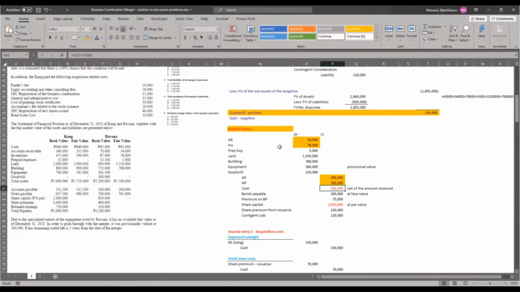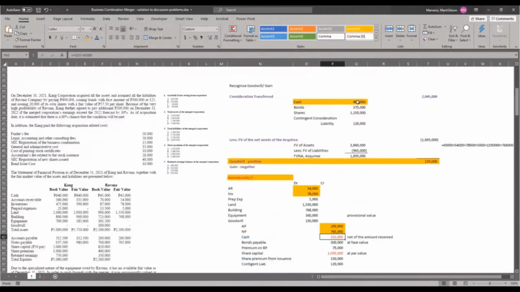Yun yung nakuha from Ravona. But at the same time, syempre may binayad tayo. Magkano ba yung binayad natin? 400,000. Remember, no? This is the consideration transferred to Ravona. 400,000 yung binayad natin. At the same time, meron tayong na-receive na 45,000. So, net niyan is 355,000.